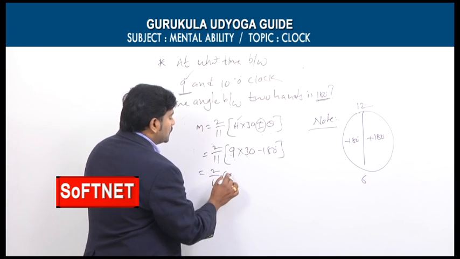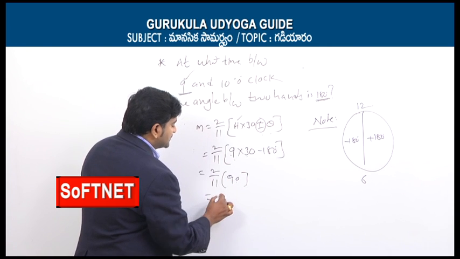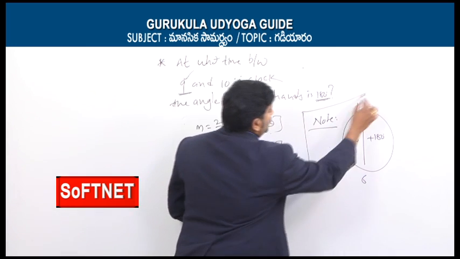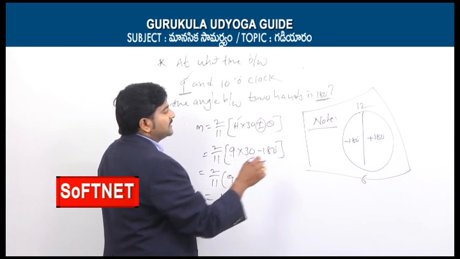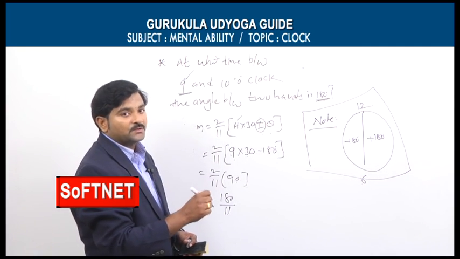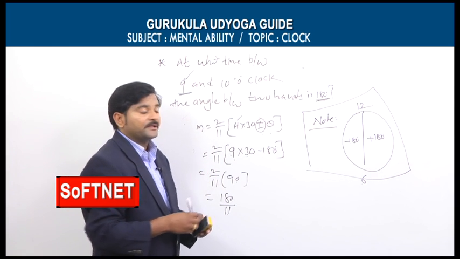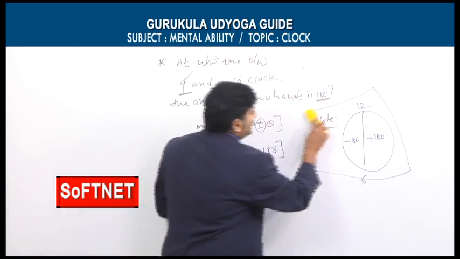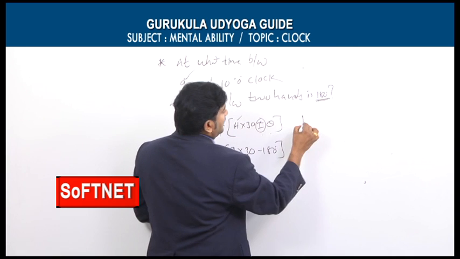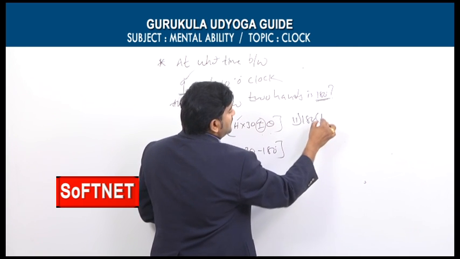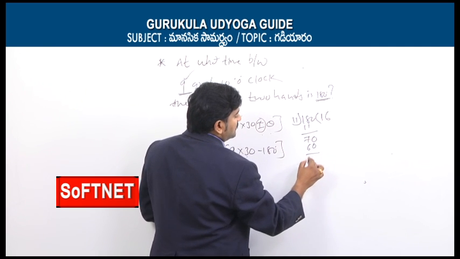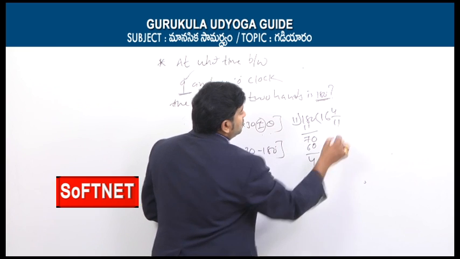90 degrees into 2 means 180 degrees by 11. Again I am going to do the simplification part here, because if the time is from 12 to 6 it would be plus 180 degrees, and if it is from 6 o'clock to 12 o'clock it would be minus 180. Just focus on that part. So now 180 by 11: 11 ones are 11, so 7 left. 11 sixes are 66, 4 left. So the final answer is 16 and 4 by 11 minutes.